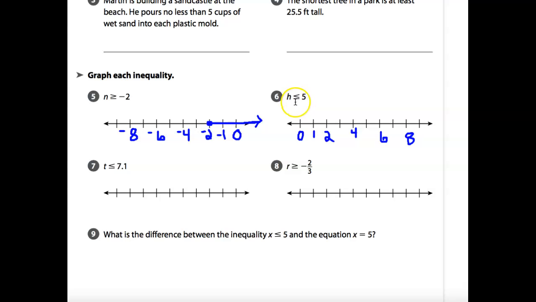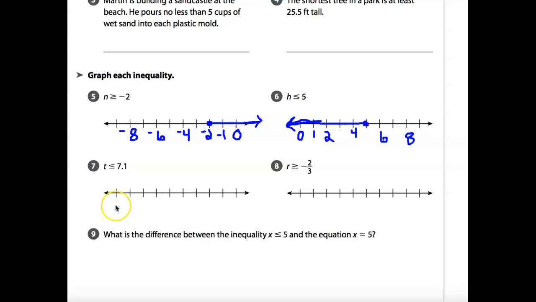All right, so h is less than or equal to 5. Well, if it's equal to 5, we are going to have a closed circle because 5 is one of our choices. It's equal to it. And then less than. So remember, less than goes this way. All right, so that's how you do that. Of course, there's decimals and fractions there. I'm going to at least get you to where you can see how you have to write out your number line.